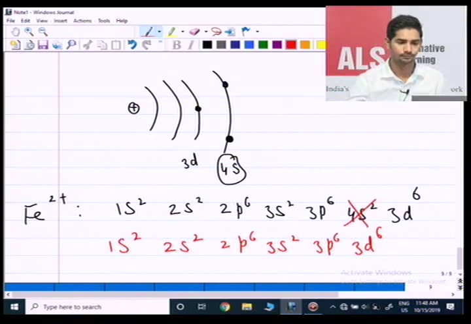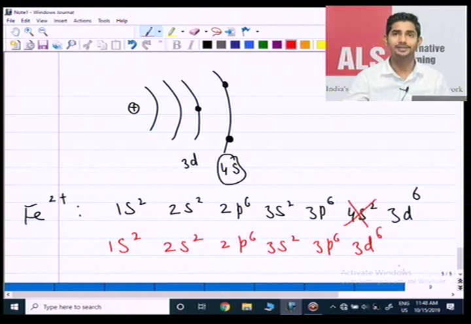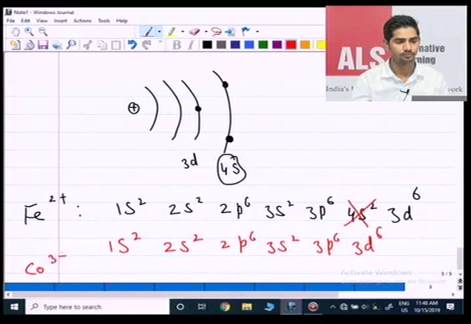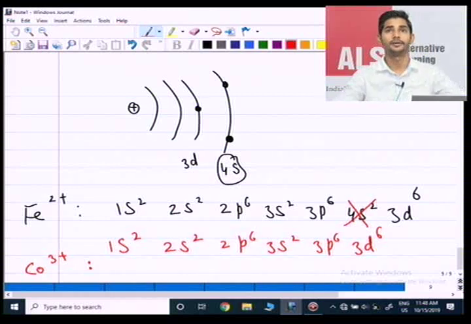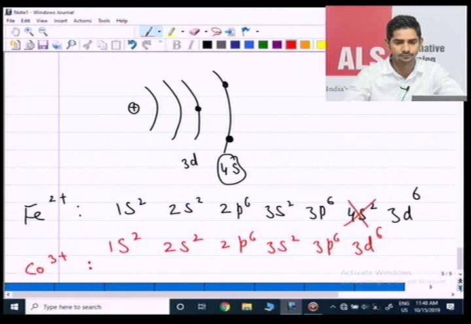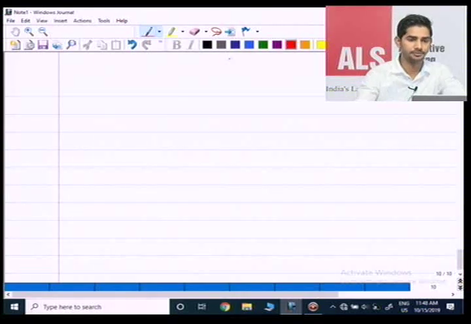Okay. So guys, exactly the same configuration will be for cobalt 3 plus. Okay, same configuration. So guys, please remember this one. Okay, quite important. Now, let's discuss the exceptions.